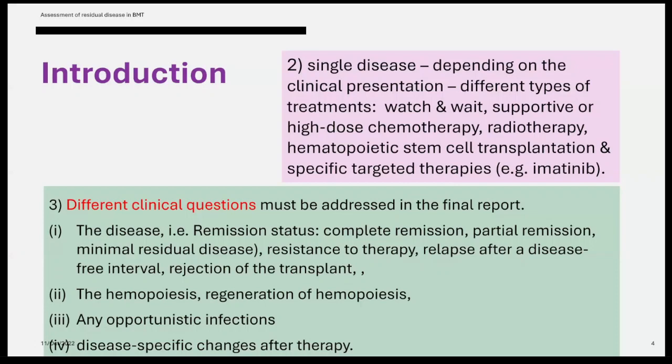If, for example, we just want to focus on the disease remission status in one, not mentioning the others, fine. But if you have a coexisting opportunistic infection, for example fungal infection, or coexisting TB infection, then we have to mention that in our report.